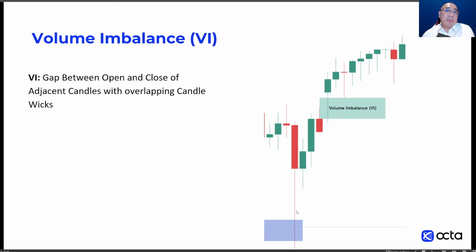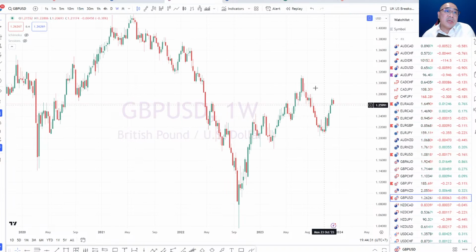We still have volume imbalance. Volume imbalance happens when there's a gap between the open and close of adjacent candles with overlapping candle wicks. It's kind of like a fair value gap, but you'll notice that there's still going to be a little bit of an overlap. So I'll go to the pound USD and give you the example here on the weekly time frame.